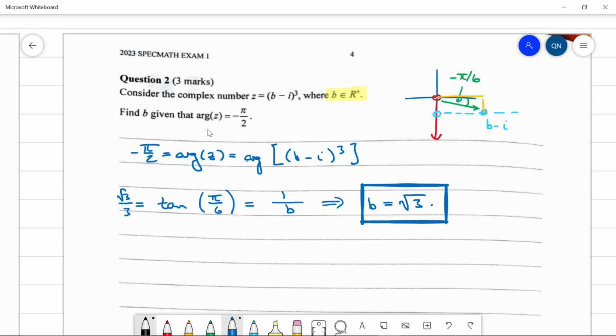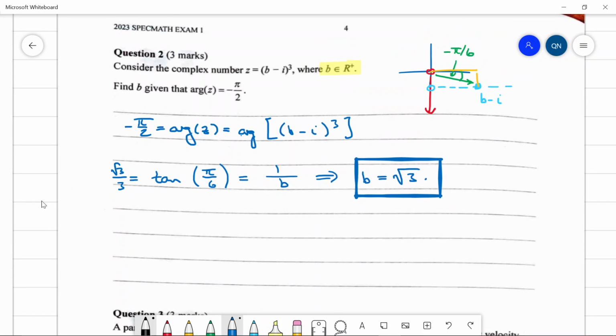Is that all? Find b. Are there multiple solutions for b? I don't think so, because b is positive. That should be the only number that works there. Did I do something wrong? That doesn't feel like 3 marks. Maybe I'll just check it.